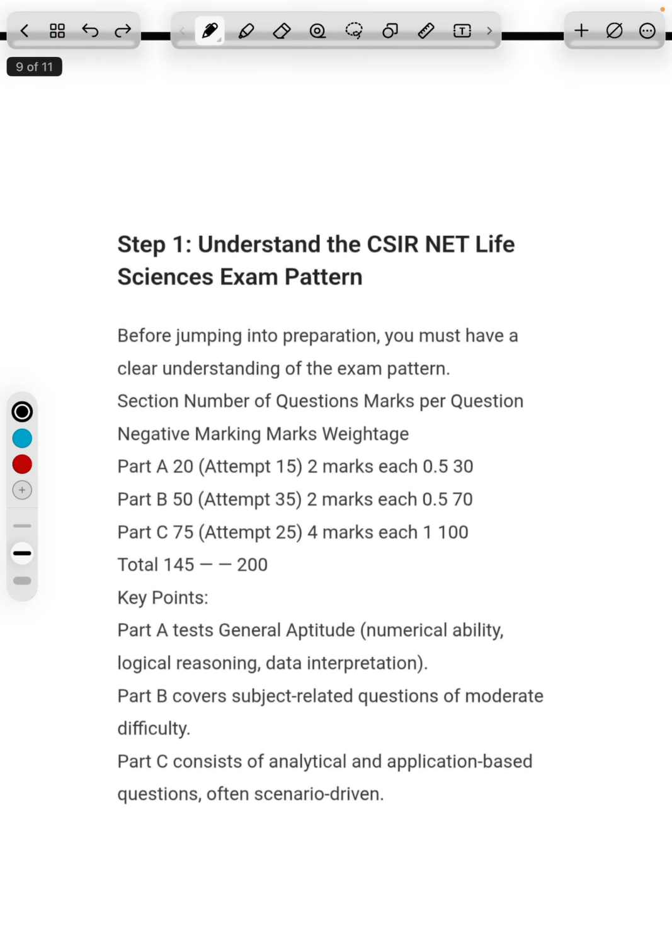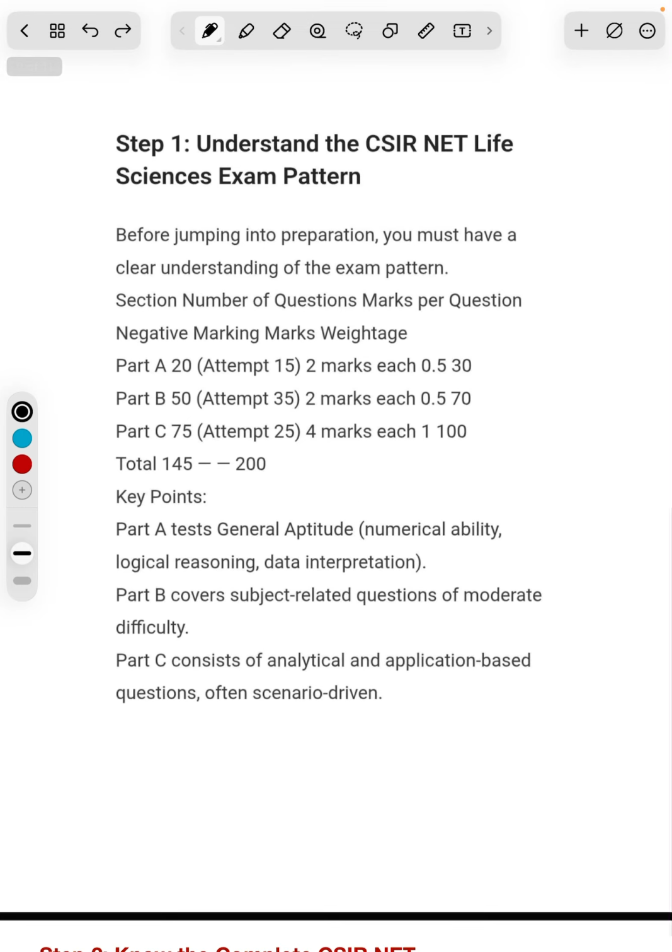So before jumping to the exam, first we need a study plan for systematic preparation. What I am going to tell you in this video is a 6 months suggested timeline for CSIR-NET Life Sciences preparation. Here you need to first see how section wise numbering is done. A total of 145 questions are asked in the exam paper. Part A will comprise 20 questions, Part B 50 and Part C 75.